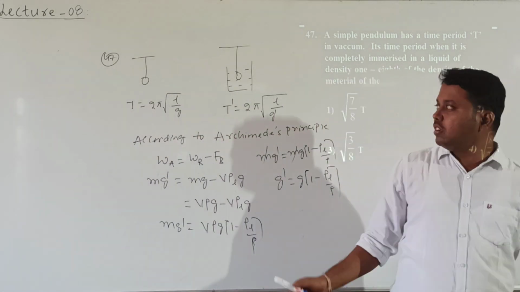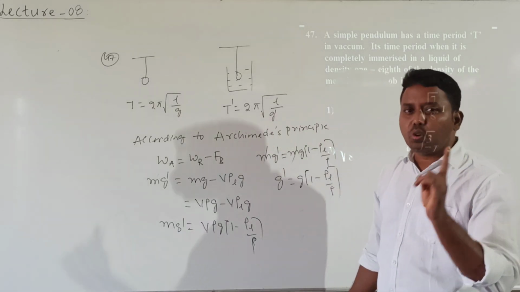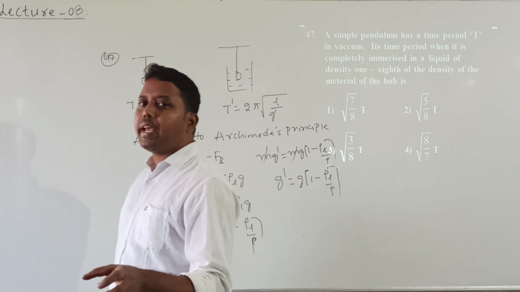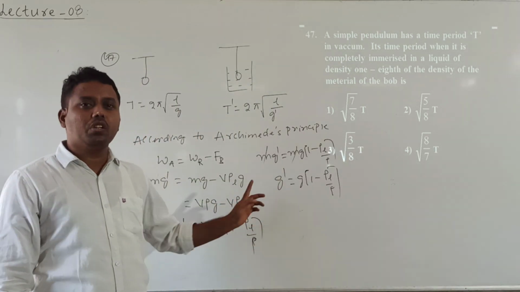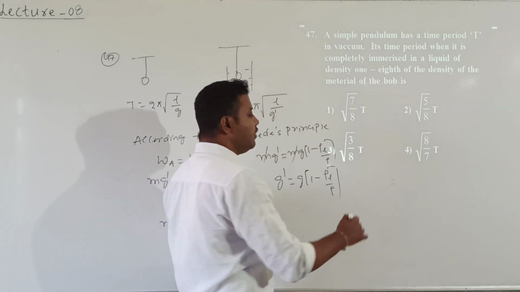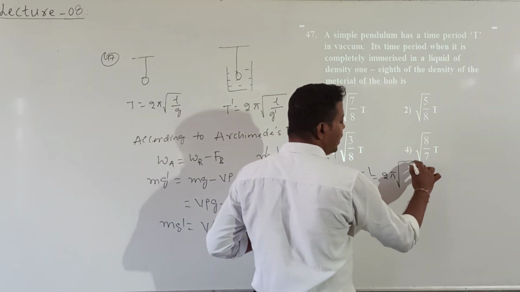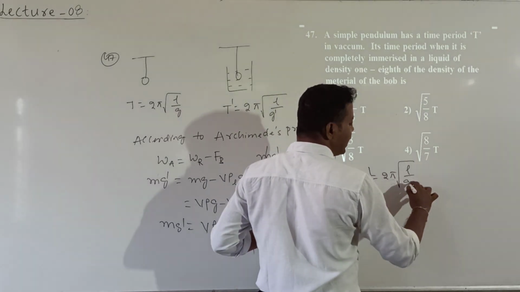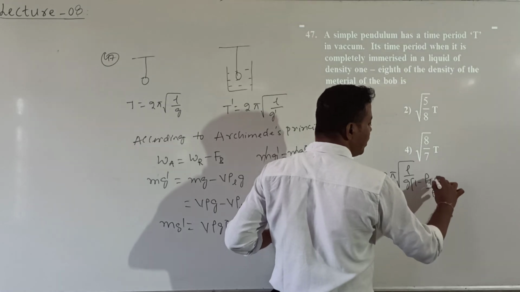This derivation we already derived in mechanical properties of fluids. Whenever a body is partially or completely immersed in a liquid, the acceleration due to gravity changes. Now can I substitute here? So at that time, what formula will we get for T dash? T dash is 2 pi into root over L divided by G dash, where G dash is G into 1 minus rho L by rho.